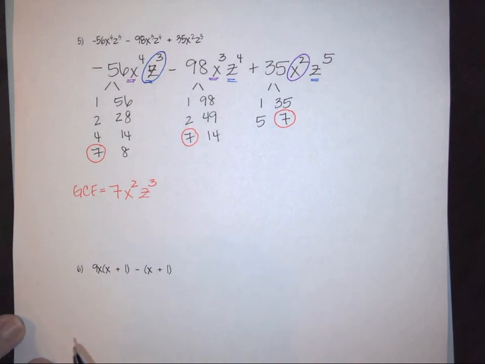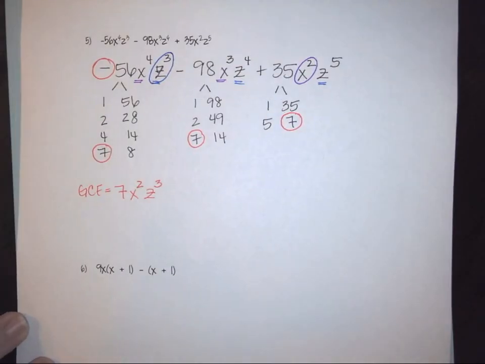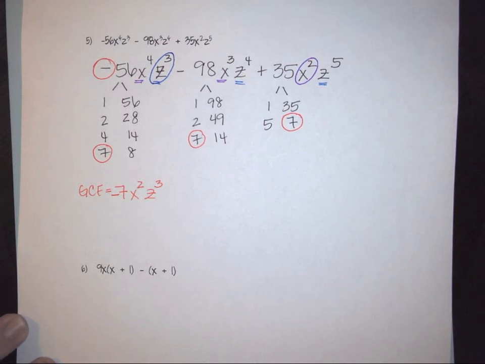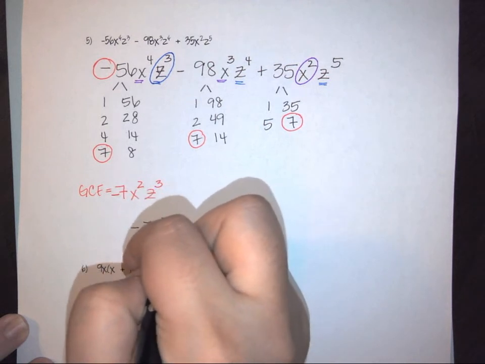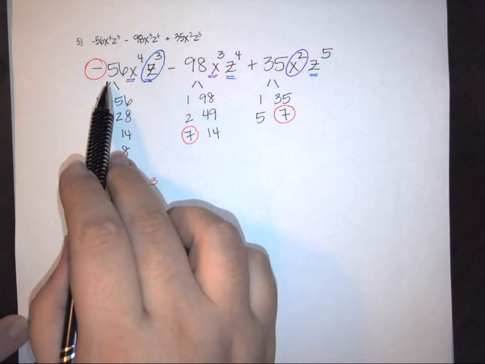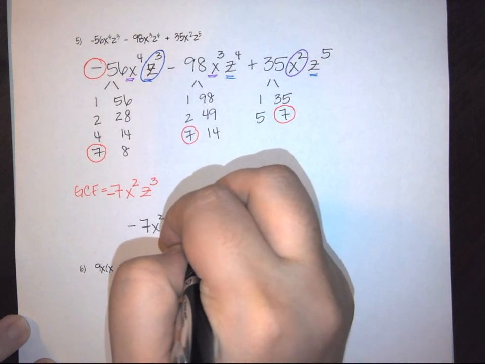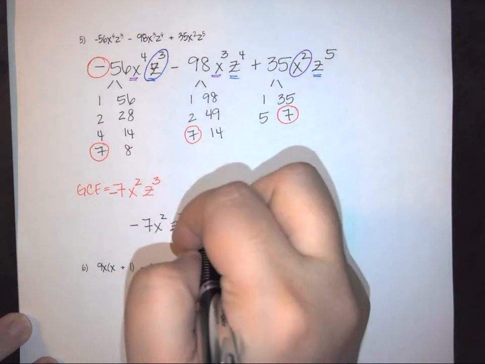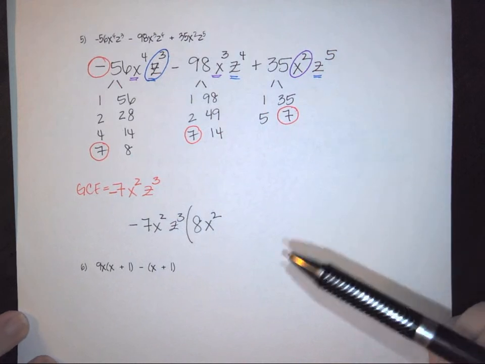Now the other piece that I want to do with it is I need to recognize that I've got this negative out in front. So I need to slap that negative into my greatest common factor. So when I pull that out, so my negative 7x squared z cubed, I have to look at what's left. So my sign for this first one is going to turn positive, and when I pull a 7 out, 8 is behind. So this is going to end up being an 8. I'm pulling out 2 of my x's, so 4 minus 2 leaves 2 behind, and I'm pulling out 3 z's, so the z goes away.